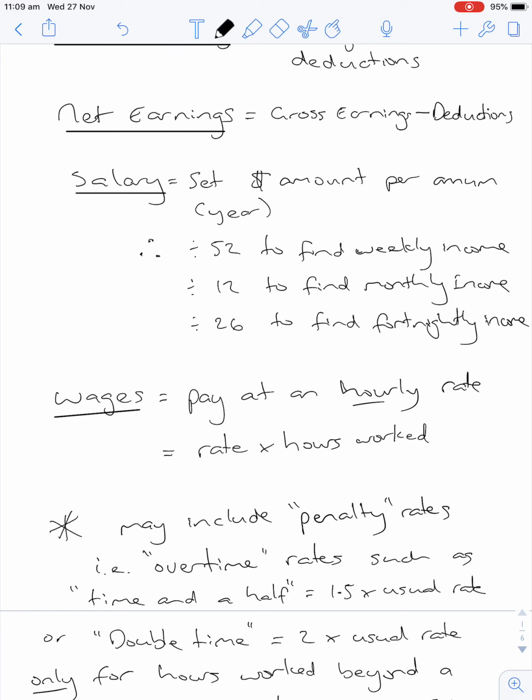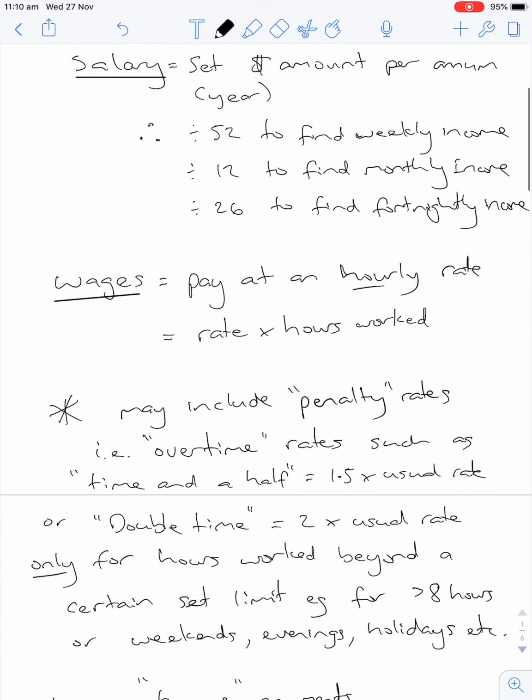The questions for salaries generally just relate to asking you to find what would be the weekly income or the fortnightly income or monthly income or so on. So you basically just get your salary and then divide it by 52 to find your weekly income, divide it by 12 to find your monthly income, or divide it by 26 to find your fortnightly income.